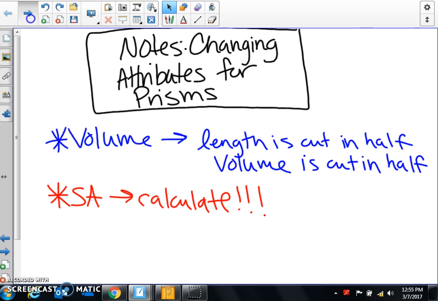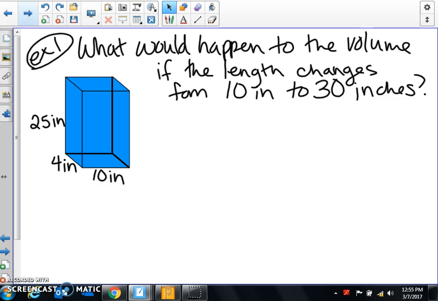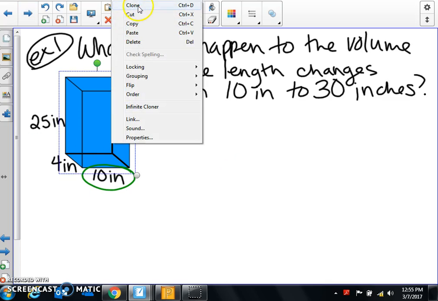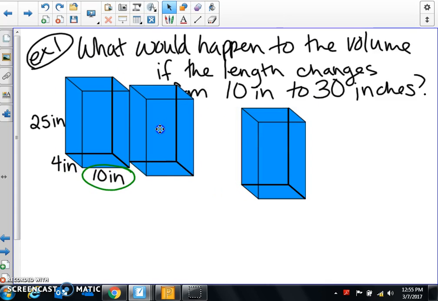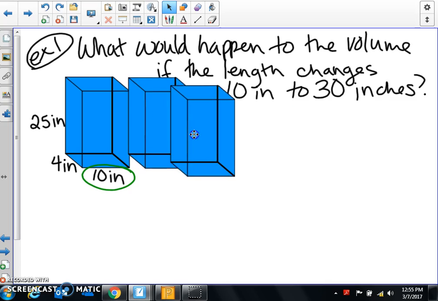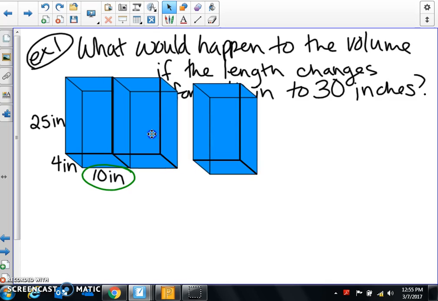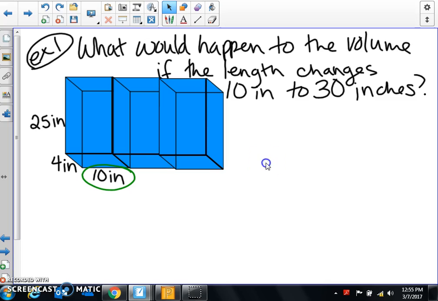All right, here's example number 1. What would happen to the volume if the length changes from 10 inches to 30 inches? First of all, you need to find the length, which is down here. If it changes from 10 to 30, that's essentially the same thing as it being tripled, right? Because now this is going to happen 3 times. So it's like 3 times, on top of each other like this.